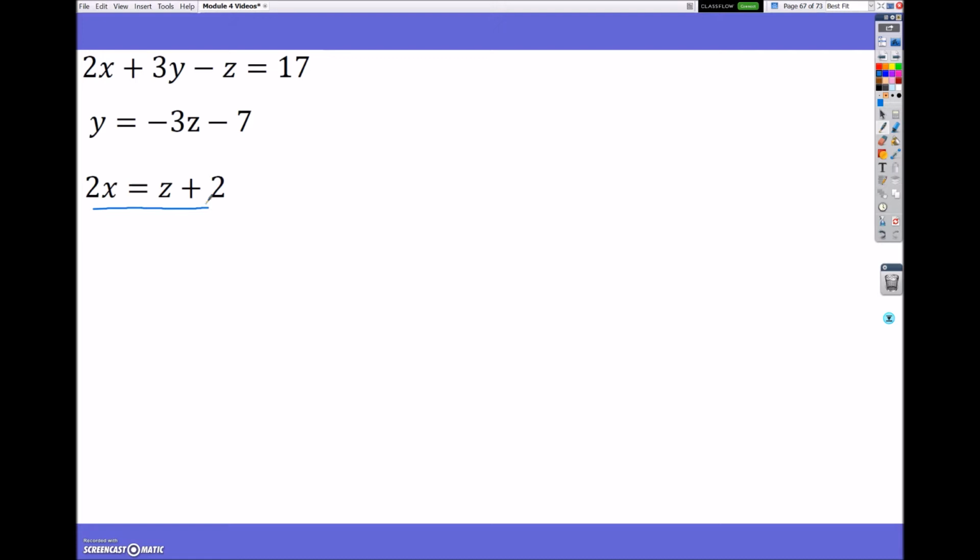So let's look at this then. I want to first stack up the 2x plus 3y minus z equals 17, and I'm going to stack that on top of 2x equals z plus 2. First, I want you guys to notice that I'm stacking up the equal signs, okay? Now let's see what happens.